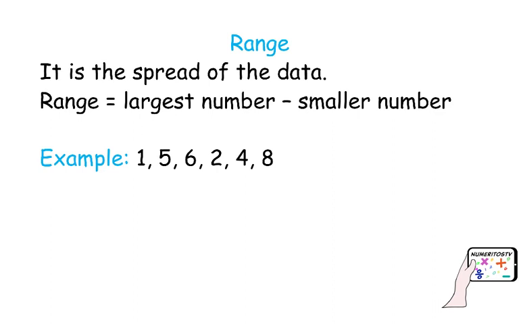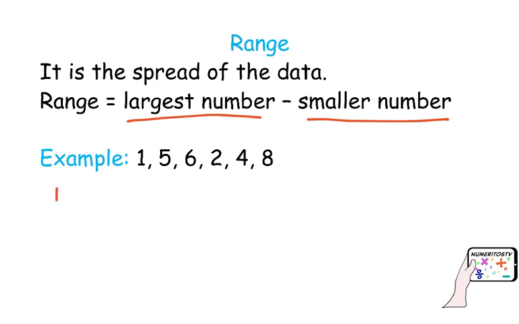The range of data is the spread of the data, and you get the range by subtracting the largest number minus the smallest number in your data. So let's find the range of this set of numbers. I recommend you to write them from least to greatest.